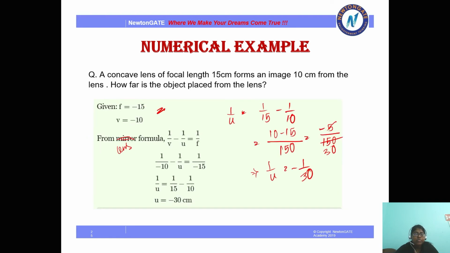If u is equal to minus 30 centimeter, along with your image which was on the left hand side, your object will also be on the left hand side. We know that is supposed to be the case, because the object should always be on the left hand side, in front of your lens or in front of your mirror. That was according to our sign convention, the first rule in the sign convention, remember?